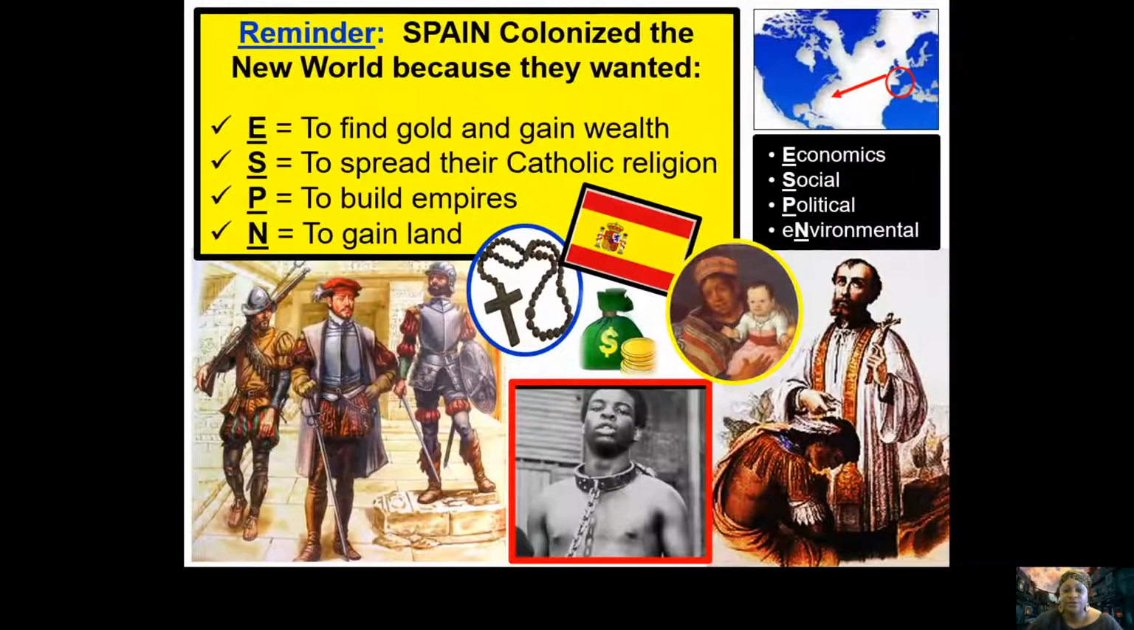So I wanted to remind you that Spain colonized the New World, and the reasons why these colonies were established were for ESPN reasons: economic, social, political, and environmental reasons. Spain wanted to find gold and to gain wealth. Spain wanted to spread their religion. Spain also wanted to expand their empire by getting more land. And these are the reasons that motivated Spain to send explorers over to the New World.